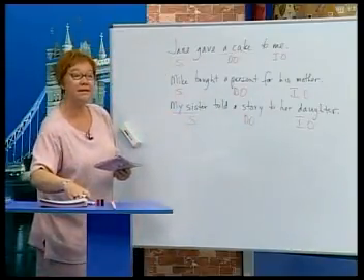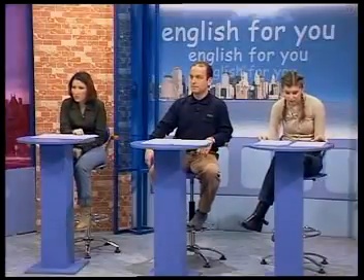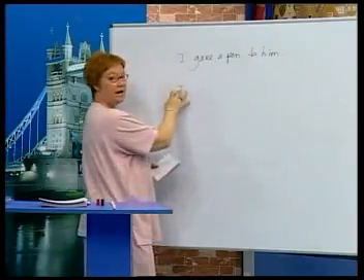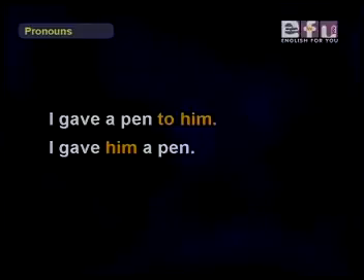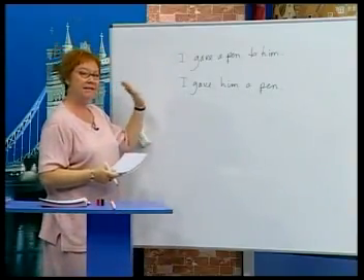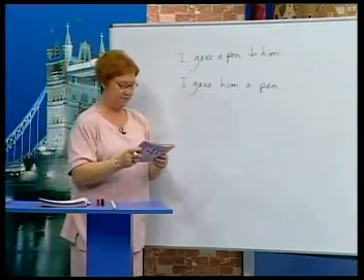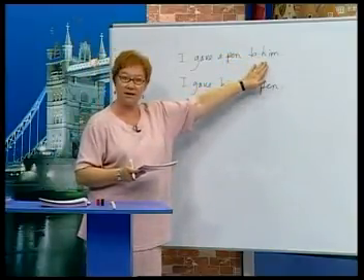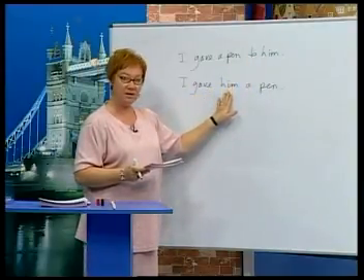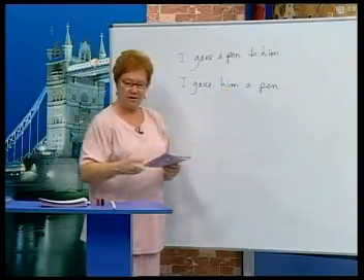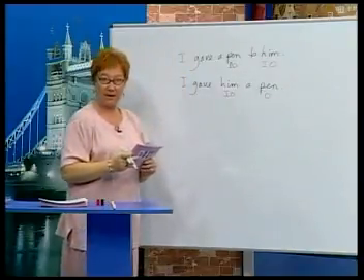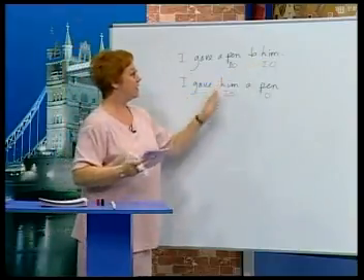All right, now let's look at a couple more examples that are the same but different. I gave a pen to him. Or I gave him a pen. Now, these sentences have the same meaning, but the structure is a little different. Now, there's no to here. Here there is, because we have direct object, indirect object. When we put it here, it's still the indirect object, but there's no to, no for, okay? So this is direct object and indirect object. This is the indirect object and the direct object. Okay? So they're the same. But when we move it, we take out to.